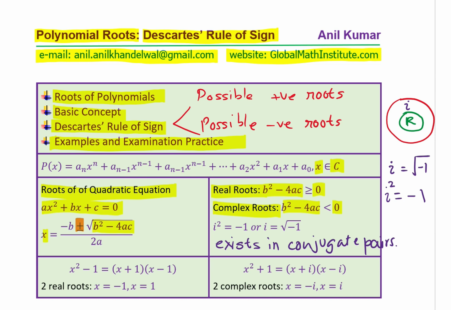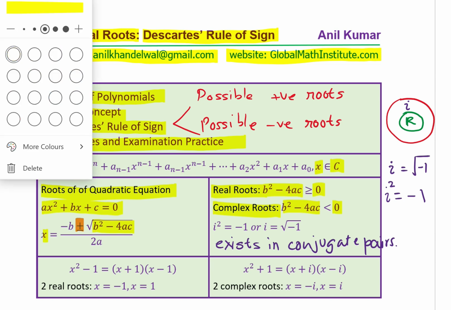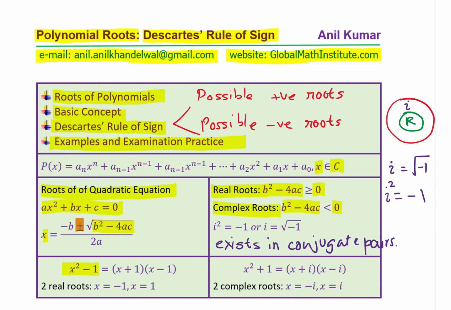Now, let me give you a concrete example. If I take x squared minus 1, this is a difference of squares. You could factor it as x plus 1 times x minus 1. It means that it has two real roots. One root is at x equals minus 1, the other one is at plus 1. Correct? Root really means what makes the factor 0. Minus 1 makes x plus 1 zero, and plus 1 makes x minus 1 zero.